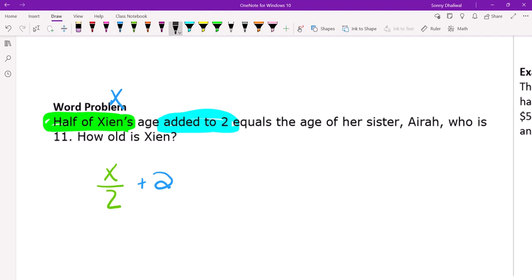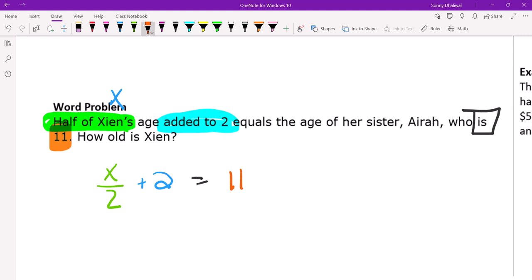The word is. What does that translate to mathematically? Is. It's a math symbol for is. Equals. Is 11. So half of Zion's age added to 2 is 11. That translates into all the same thing.